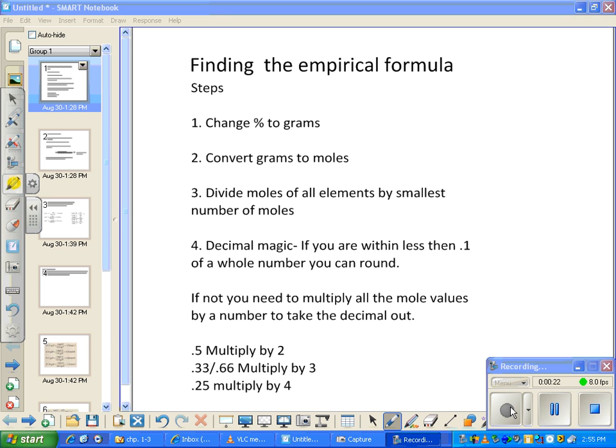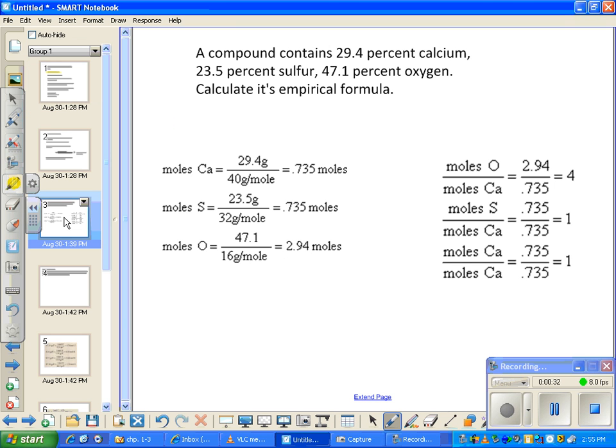The first step is, when you're given a problem, you're just going to change percent to grams. A typical empirical formula problem looks like this. They tell you that you have 29.4% calcium, 23.5% sulfur, 47% oxygen.